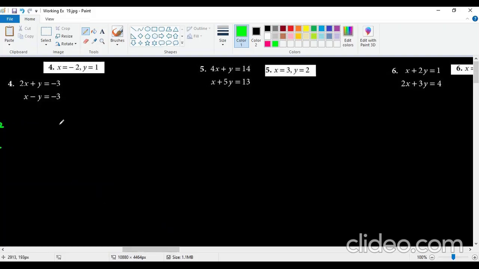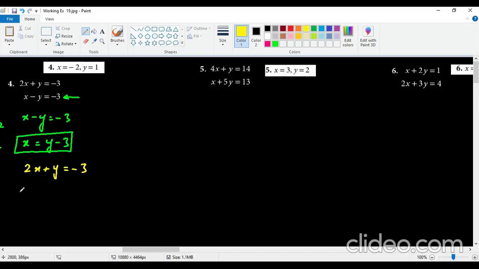In here I can see this equation tells us that x minus y equals negative 3. That means x is equal to y minus 3. This is the value of x. Now we substitute this in equation 1, which says that 2x plus y equals negative 3. Instead of x, I will write the value of x, and the rest of the equation remains like that. In here, the value of x is y minus 3.